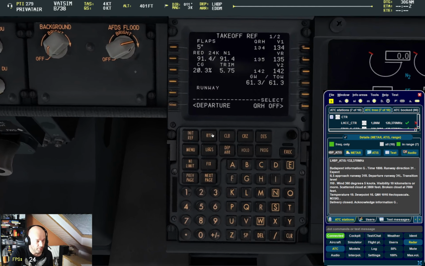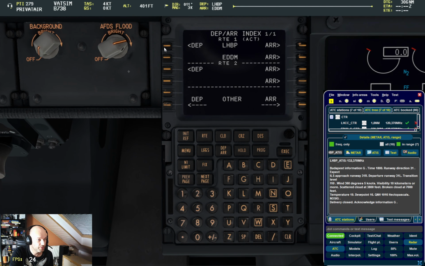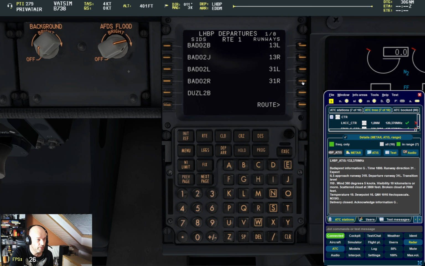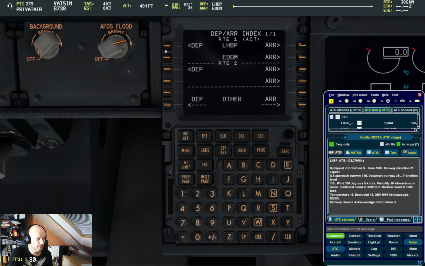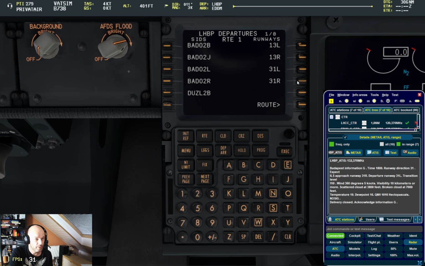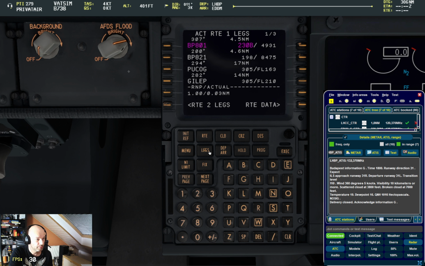Good. So what clearance do we expect? So departure, runway 31. First waypoint is GILEP. So we expect departure 31 left, GILEP 2 Lima, yeah? That's it, yeah. GILEP 2 Lima. Cool. Let's ask him. Ground, good evening, Private Air 279er, information golf. Request startup and clearance to Munich.